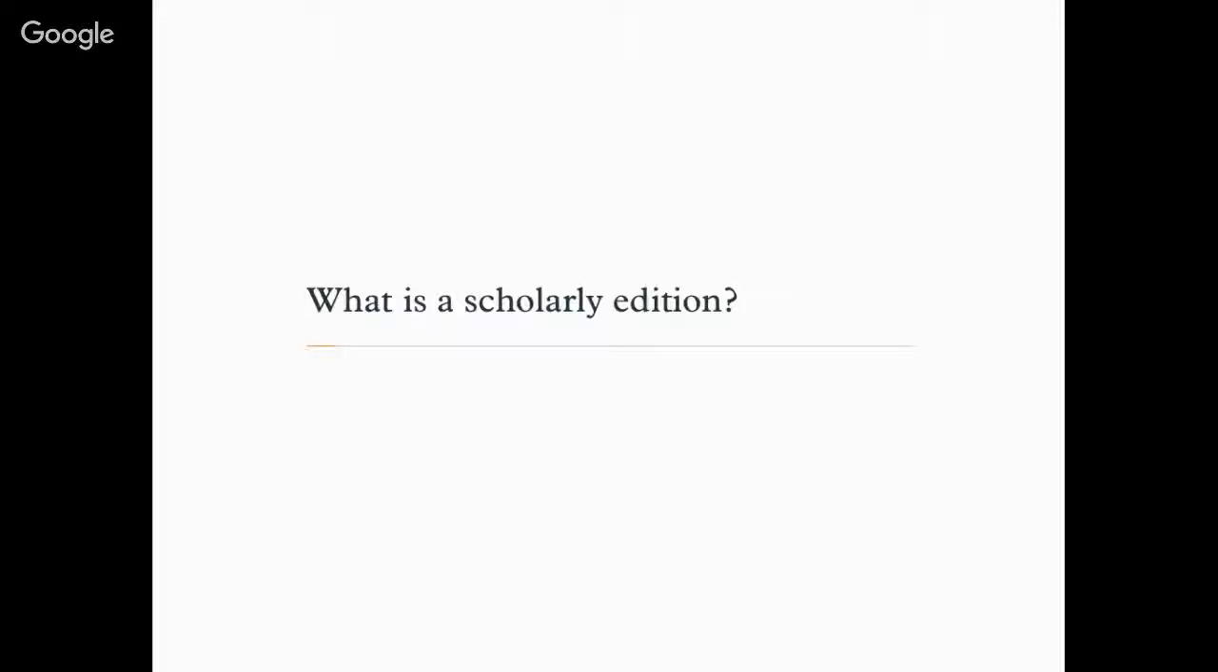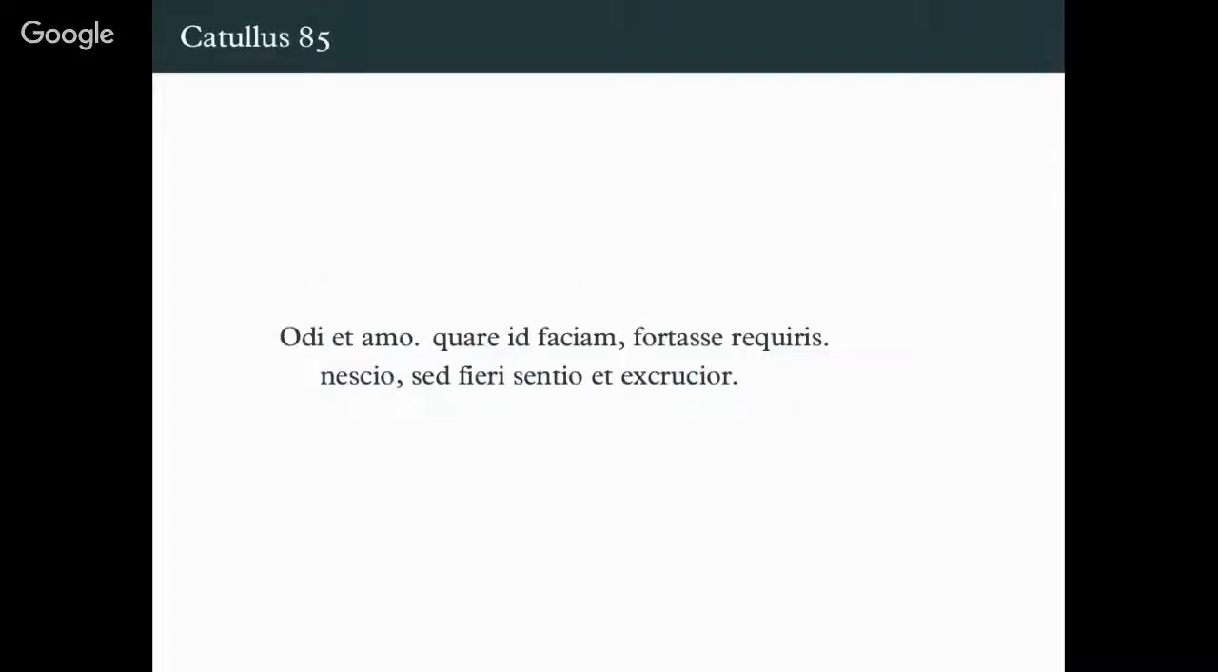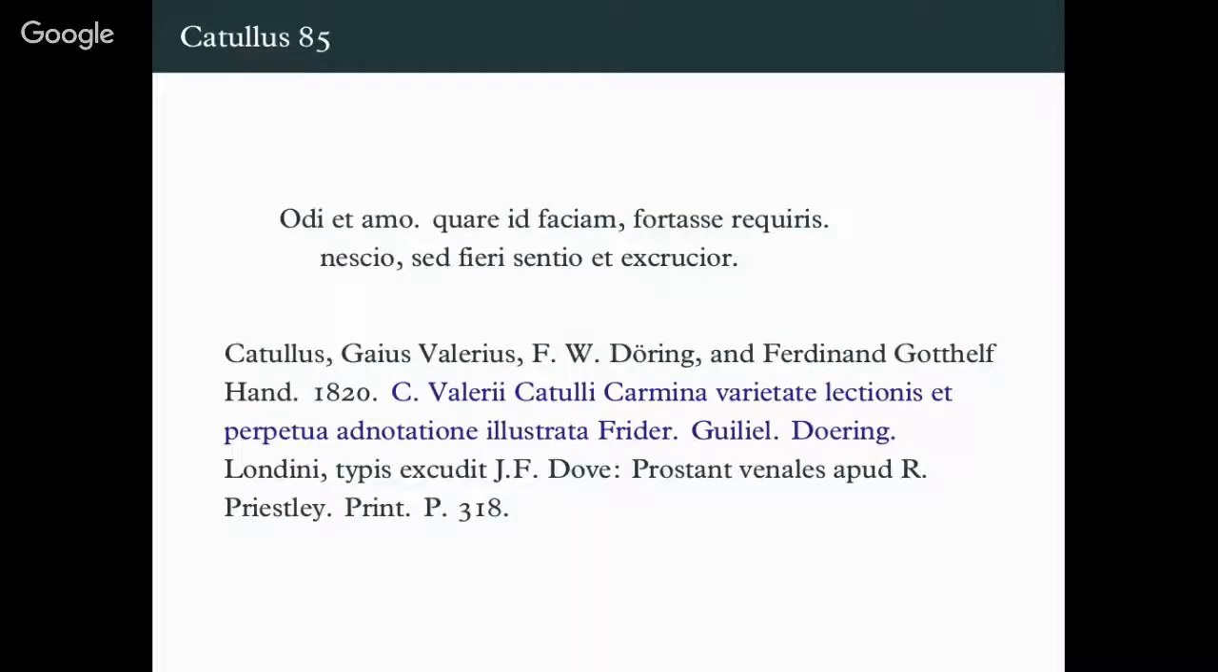So first, we will try to demonstrate what a scholarly edition is. Let's say, for example, that you read the 85th poem of Catullus, the famous ode, I hate and I love at the same time, and you want to know more about this poem. Here you can see what you will find in the annotated edition, which was made by Wilhelm Döring in 1820, so almost 200 years old now.